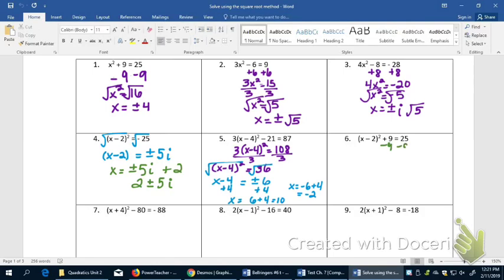Alright, so subtract 9. And then take the square root. Don't forget to do plus or minus. We know that the square root of 16 is 4, so plus or minus 4. And then we're going to add 2. How do I actually get my answers? Negative 4 plus 2 and 4 plus 2. Negative 4 plus 2 and positive 4 plus 2.